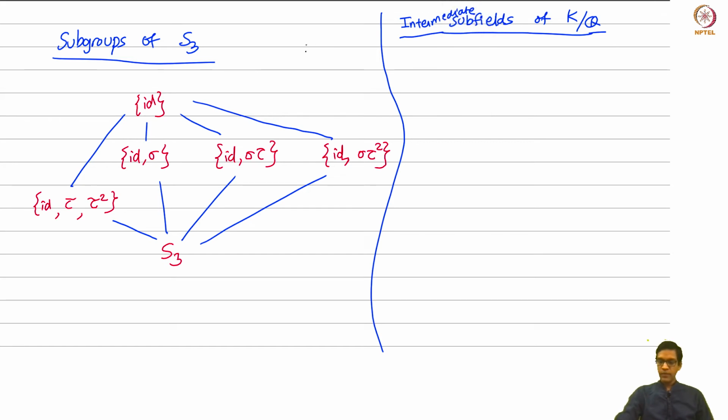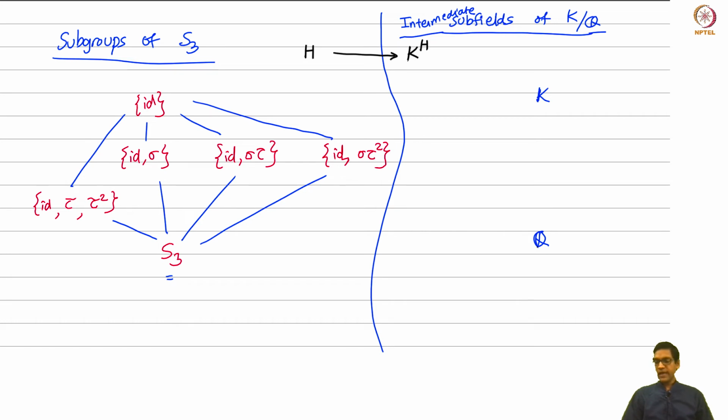If I give you a subgroup H, you are supposed to send it to the fixed field of H, the elements of K which are pointwise fixed by every element of H. Some things are obvious. If I take the identity, then the identity fixes every element of K, so that goes to K. If I take S3, then the only elements of K fixed by all elements of the Galois group are the base field, right? That was the definition of a Galois extension, if you wish.